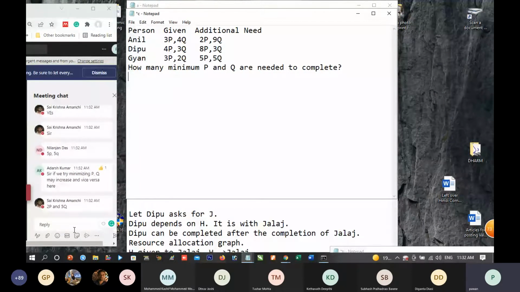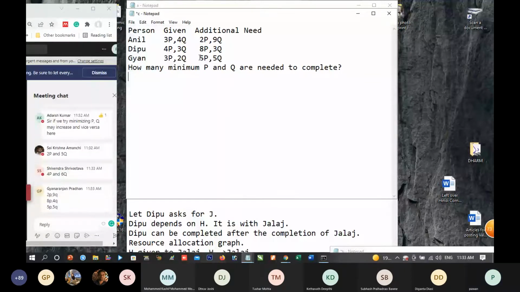Yes, we will try to minimize P and Q. Yes, try to find out minimum P, minimum Q. Wrong. Sai Krishna is wrong. Suppose we have 2P and 5Q. With 2P and 5Q, nothing can be done. Yes. Gyan has written the correct answer.